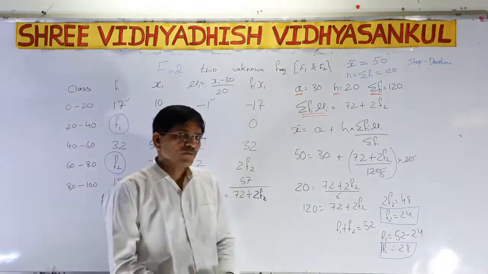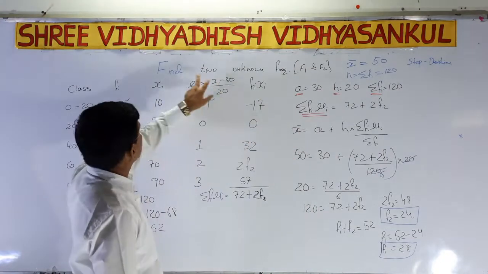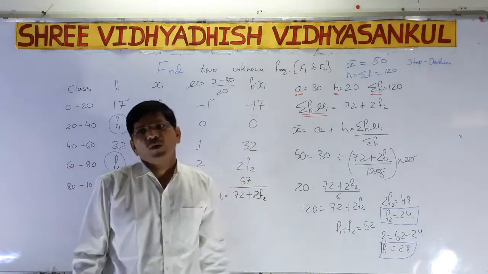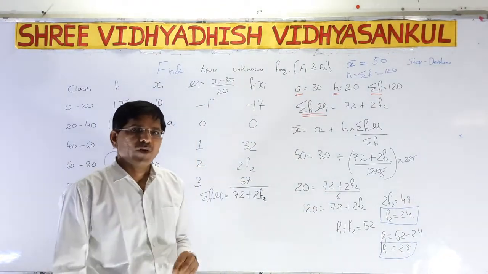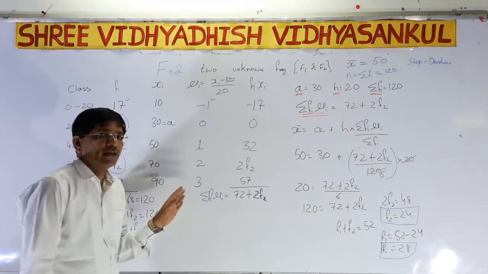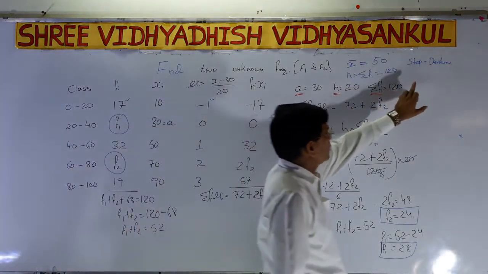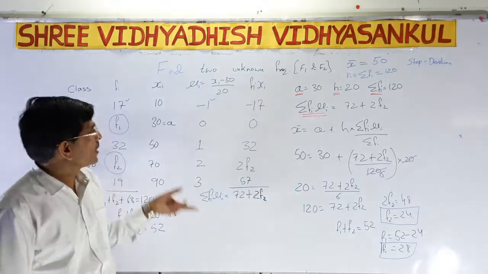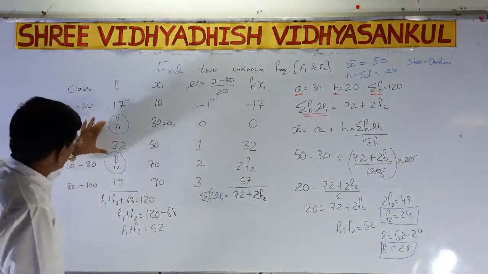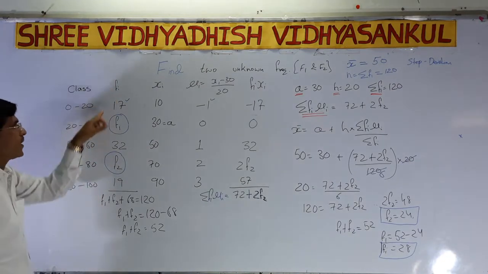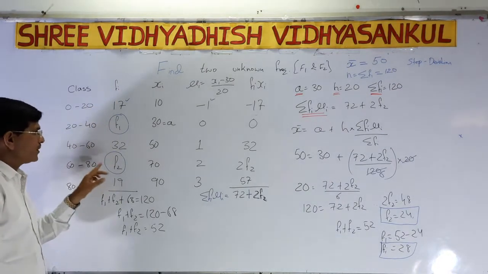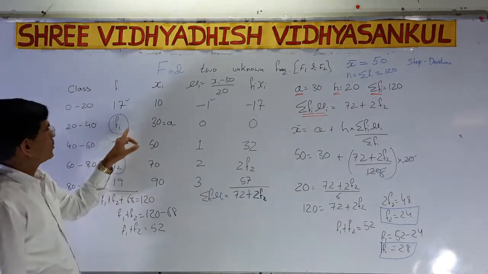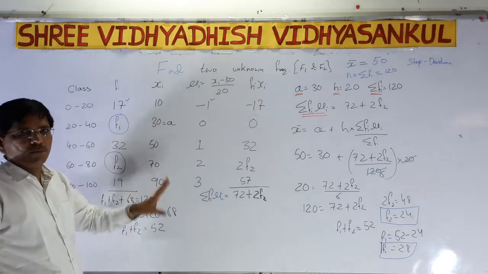It's a board sum. Again I repeat, what is our topic? We are doing unknown frequencies F1 and F2. Two unknown frequencies are given, and if we have to find the unknown frequencies, then the method we always use first is called the step deviation method. Another thing is that whenever unknown frequencies F1 and F2 are there, either you have to take A here or you have to take A here. That is important for us.